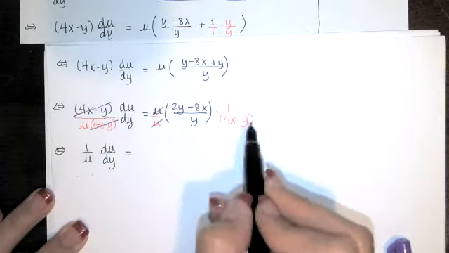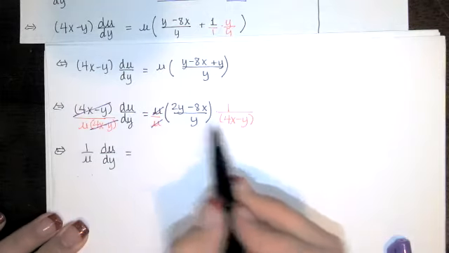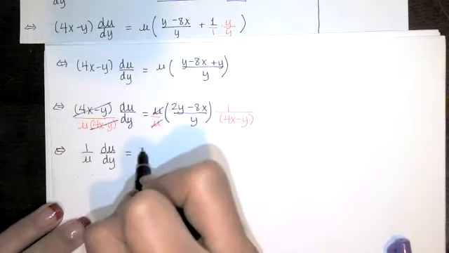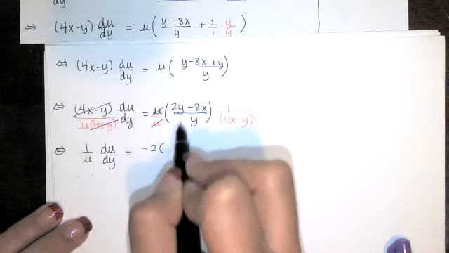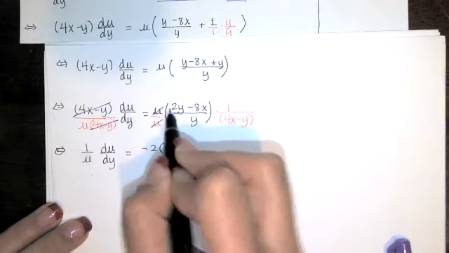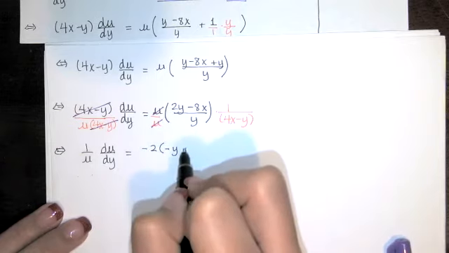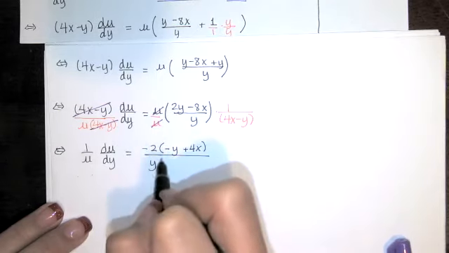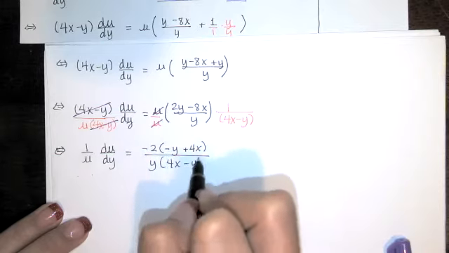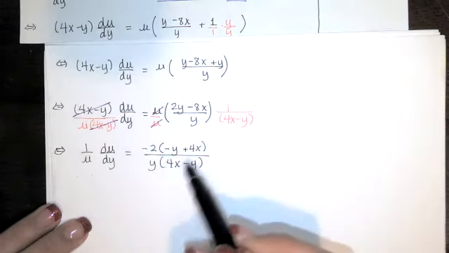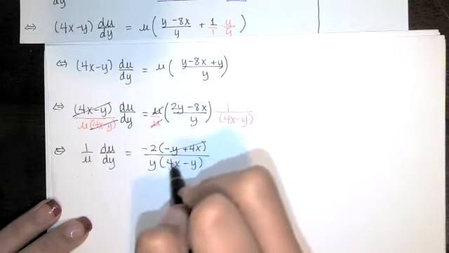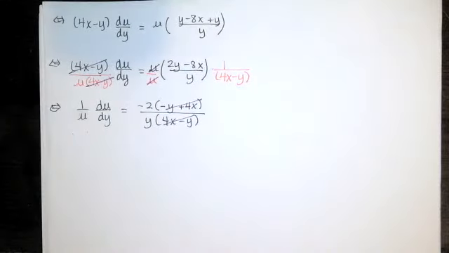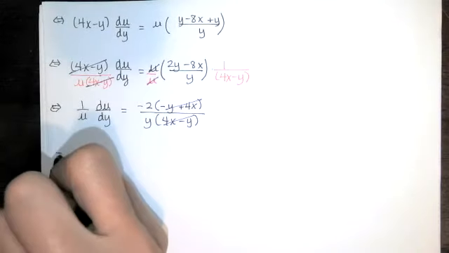Now, if you're saying to yourself, do those even have anything in common? I think they do. If we factor out a -2 from that numerator, this is what we'll see. -2 times a negative y gives us that first term, and -2 times a positive 4x gives us that second term. And this is just that, just rearranged. So those undo each other, and we end up right here. Very nice.